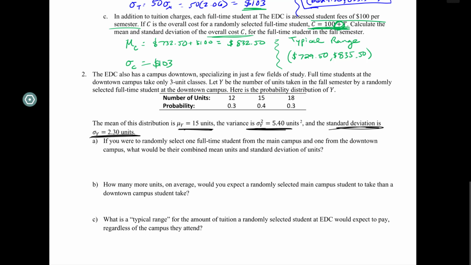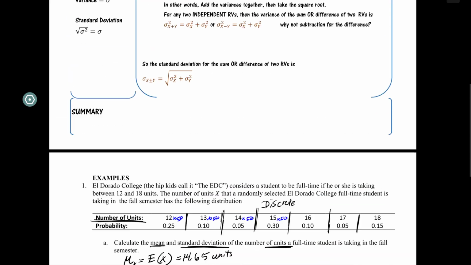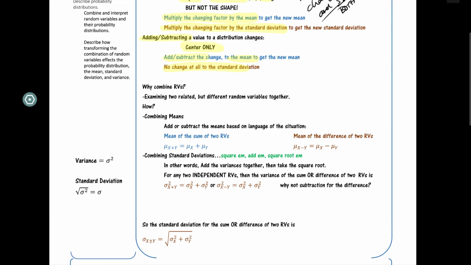So our first question: if you were to randomly select one full-time student from the main campus and one full-time student from the downtown campus, what would be their combined mean units and standard deviation? Well, how can I just add any two randomly selected students? How do I know one student is going to be getting 12 and another student is going to be getting 18? Or vice versa. It's all dependent on their probability too. Those are all likely to change. So what do we do? Well, let's go back and look at combining random variables.